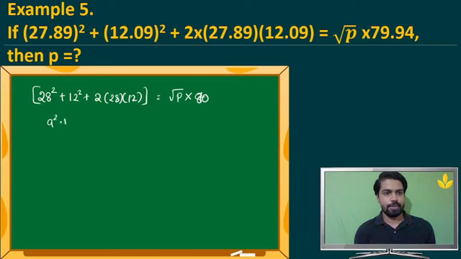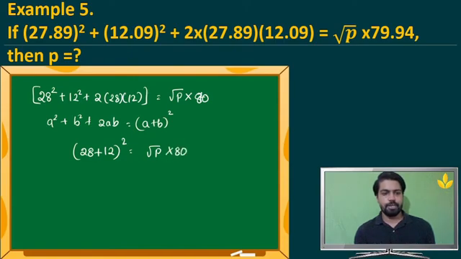This looks like the a square plus b square plus 2ab format, and we know its expansion is actually a plus b whole square. So we can take 28 in the place of a and 12 in the place of b. The whole square is equal to root p into 80. So now this is turning out to be 40 square is equal to root p into 80, right? So now what I can do is go for the square of this number.